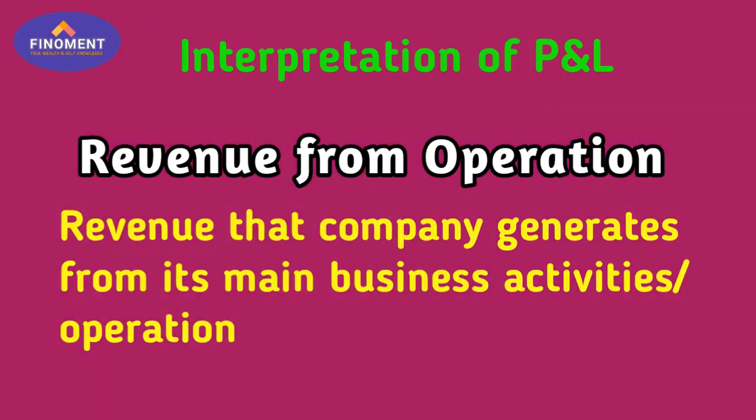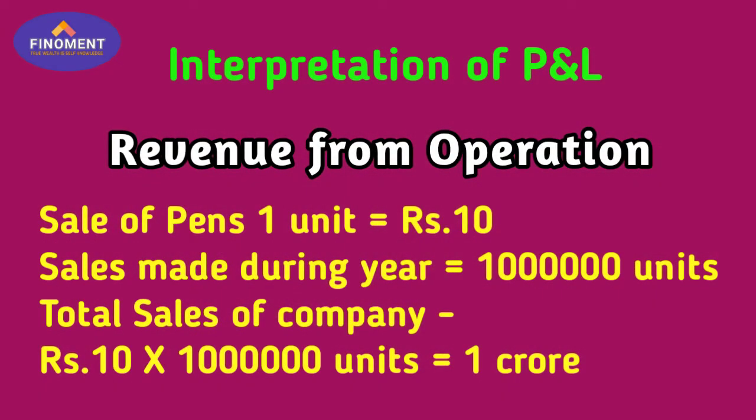We will take one example. For example, a company engaged in selling pens. If the company is selling a pen and the sale price is 10 rupees, and if the company manages to sell 10 lakh units in the complete financial year, that is April to March, then the total sales of the company will be 10 rupees into 10 lakh, which is 1 crore. So the revenue from operation will be 1 crore for the year.